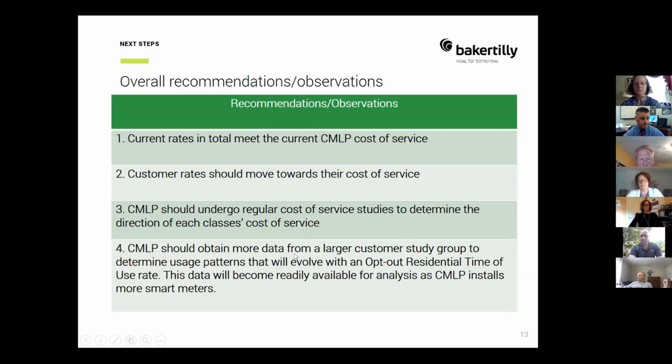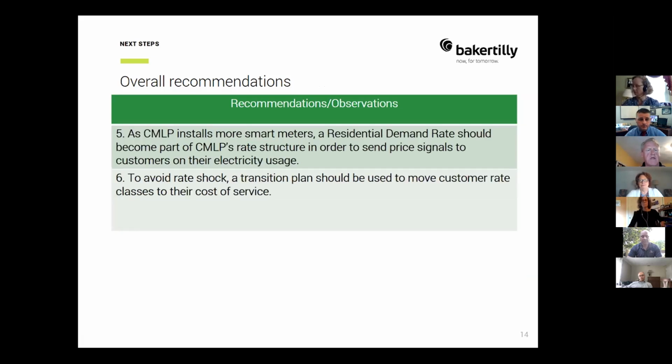And one of the things that was requested in your request for proposal that we proposed on is that you wanted to move to an opt-out residential time of use rate eventually. So as you get more data, you install more smart meters, you will have that data to determine how the usage patterns will evolve from customers that are in that class that do not opt out. And I have a slide coming up here to dig into what I mean there in just a little more detail. So we'll get back to that in just a moment.